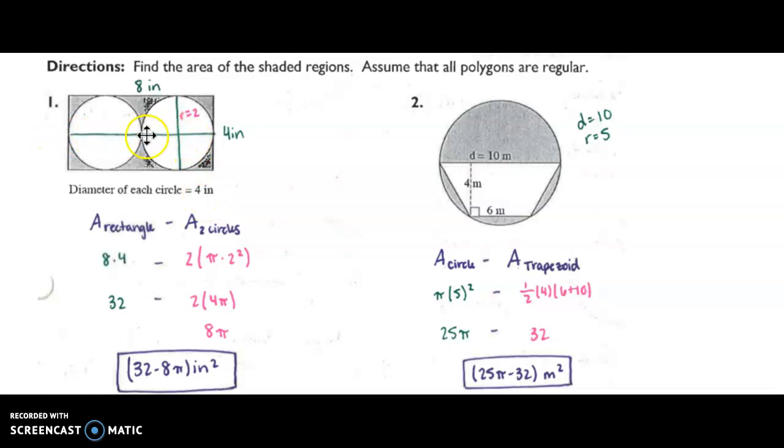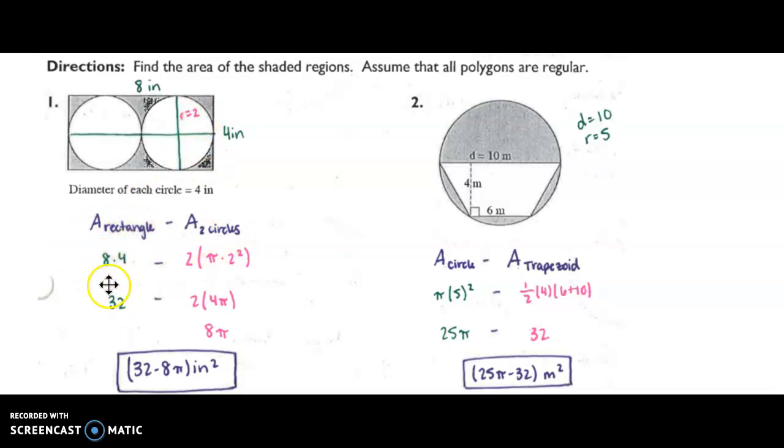Now, if you notice, we drew this, and we drew this line here. And so if the diameter of one circle is 4, then the length of this rectangle must be 8. And if this diameter is 4, then the rectangle is actually an 8 by 4. And so the idea here is the shaded region for number 1 is the area of the rectangle minus the 2 circles. And that gives you these gaps. And so that's what we did here.